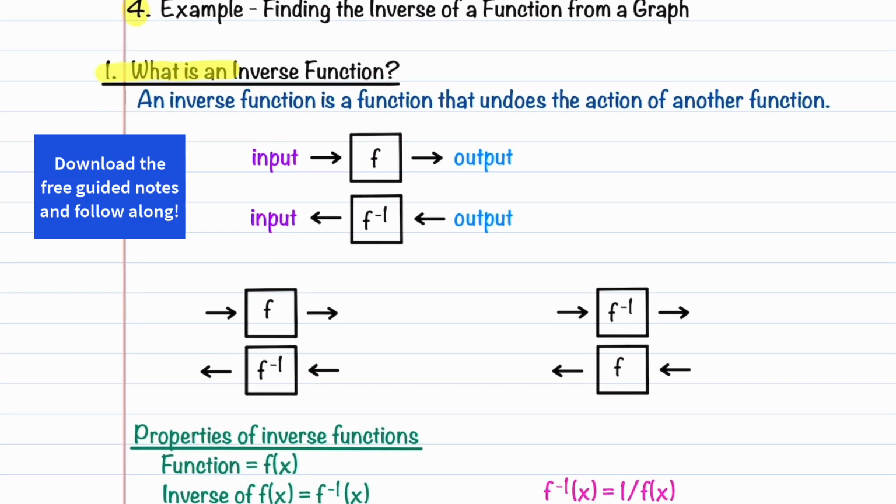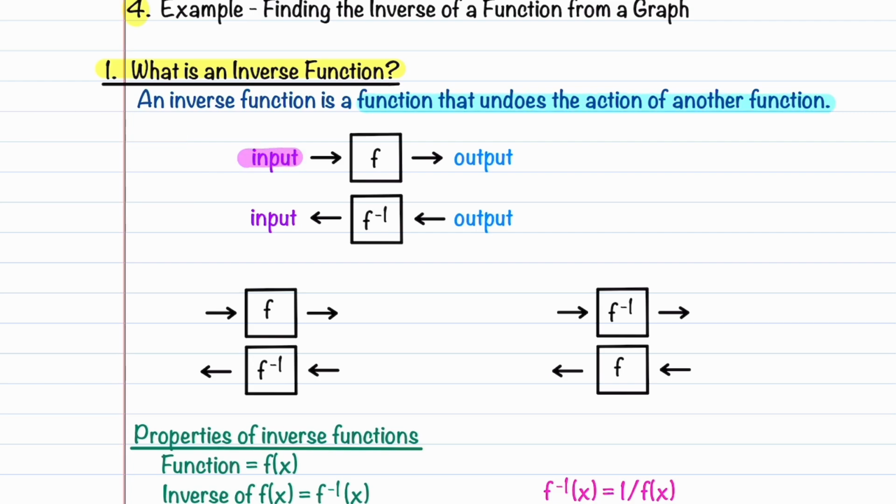I'll start by explaining what an inverse function is. An inverse function is just a function that undoes the action of another function. I'll show you how this works. If we put an input into a function f, we get an output. If we want to undo what this function f did, we're going to take our output and put it into our inverse function, and we get back the same input.